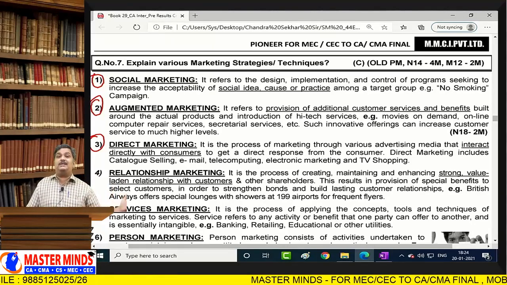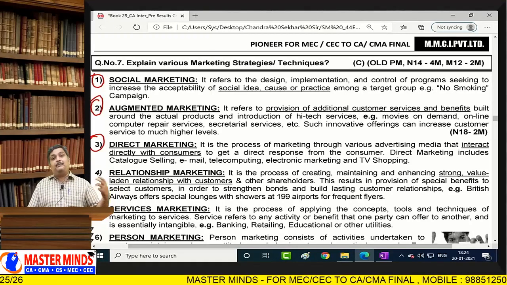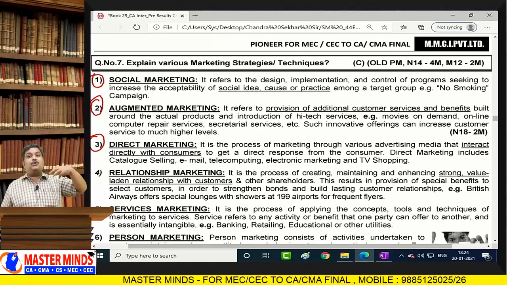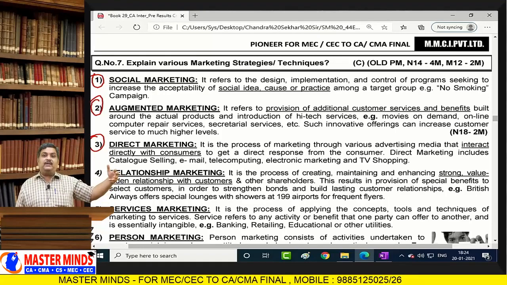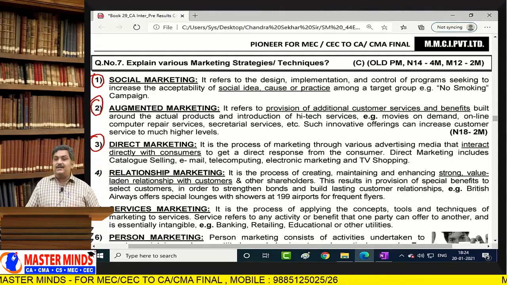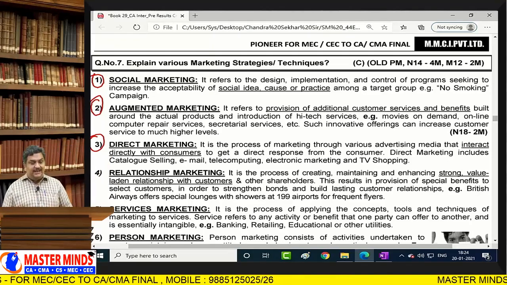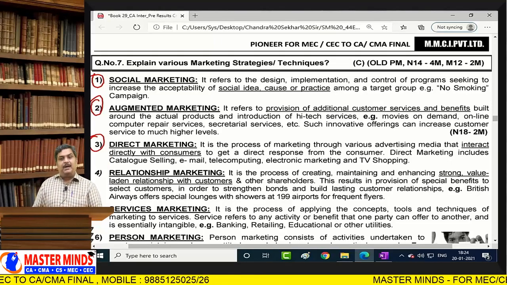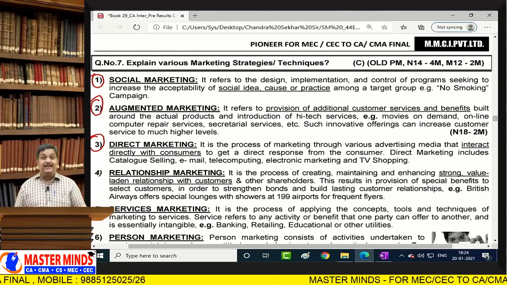Even today that happens in the case of some crackers during Diwali season, where these cracker companies directly send a catalog to the organizations, so that people can select whatever they want and the goods will be sent through courier. So that is called direct marketing. In direct marketing, there are different ways: personal selling, catalog selling, email, telecommuting, electronic marketing, TV shopping.